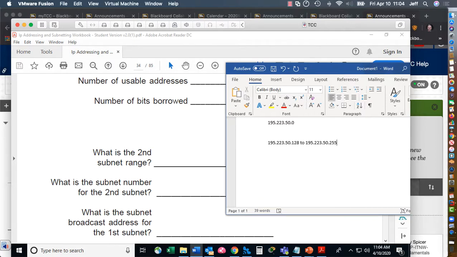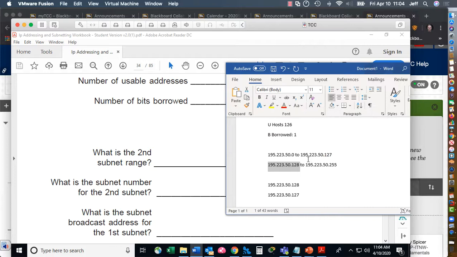The subnet number is just 195.223.50.128. The broadcast for the first range is 195.223.50.127. So here's the first range. Here's the second range. This is the network ID. This is the broadcast ID.